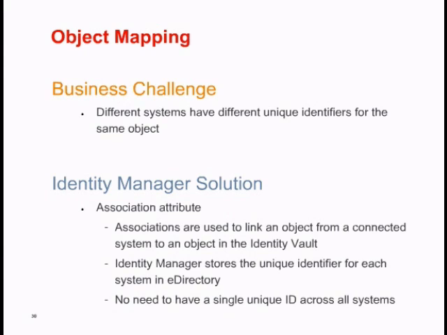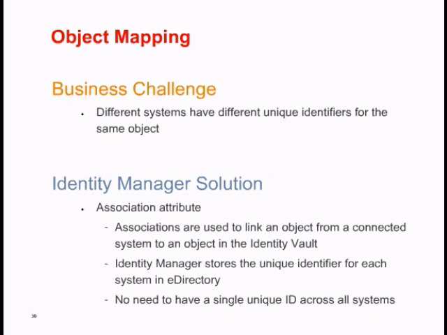The business challenge here is that different systems have different unique identifiers for the same object. Why is this important? If I have Joe here on the Identity Vault side and a Joe here on the application side in eDirectory, how do I know that when I modify Joe, I'm modifying Joe over here on the AD side? So what we do is create what they call an association, and that's our solution.